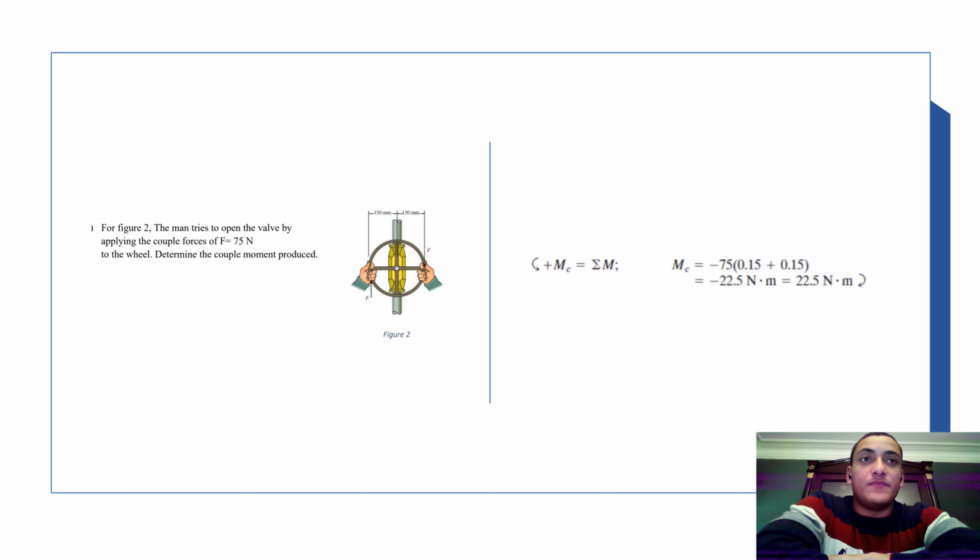So we basically predict whether he's going clockwise or counterclockwise. If the answer is negative 22.5, then we change it to positive because our assumption was wrong. It's supposed to be positive 75 multiplied by 0.15 plus 0.15. But the final answer is 22.5 Newton meters.